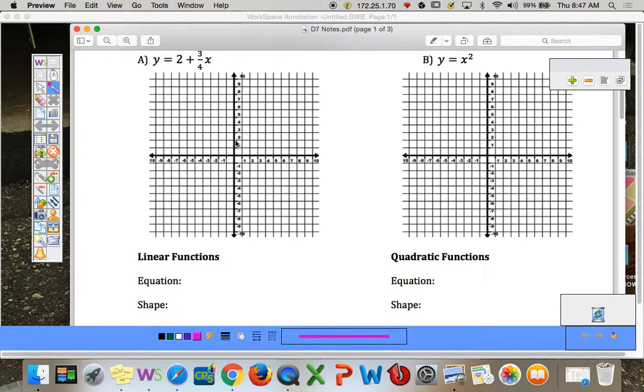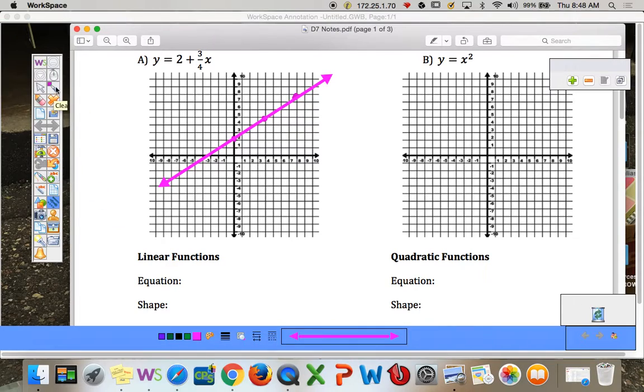So the first one, we start at 2 and the slope is 3/4. So here's the y-intercept, 2. A slope of 3/4 means we go up 3, 1, 2, 3, over 4, 1, 2, 3, 4. Up 3 over 4. Oops, did I do that right? Up 3, 1, 2, 3, over 4. Okay, that looks good. And then we'll connect our line here.